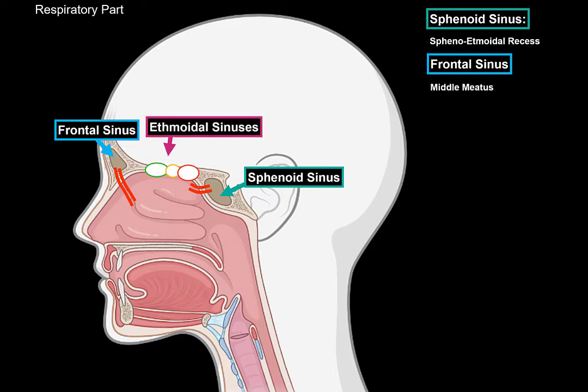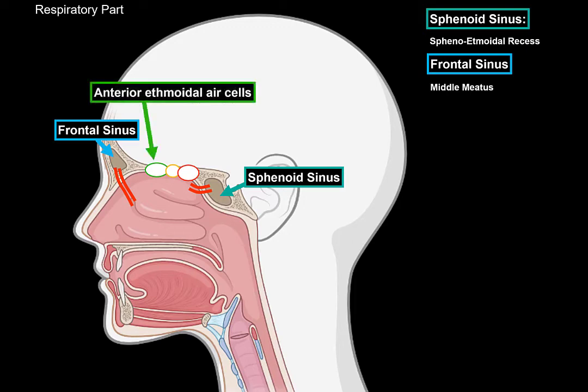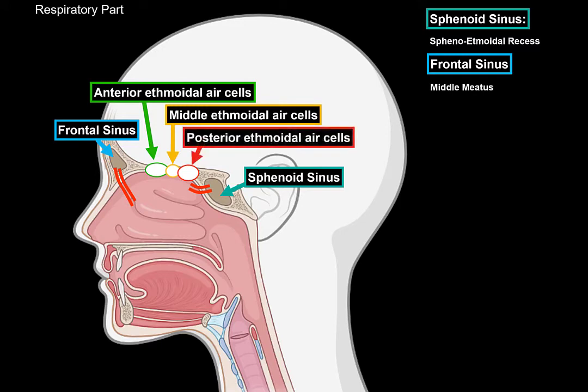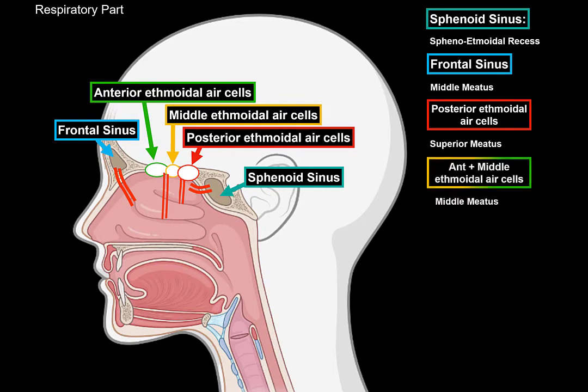The ethmoidal bone is a little different in that this sinus has numerous walls within the sinus, making air compartments called the ethmoidal air cells. So the ethmoidal air cells are numerous thin-walled cavities, and they're generally divided into the anterior ethmoidal air cells, middle ethmoidal air cells, and the posterior ethmoidal air cells. The posterior ethmoidal air cells will open into the superior meatus, while the anterior and the middle ethmoidal air cells will open into the middle meatus. So again, posterior ethmoidal air cells into the superior meatus, and anterior and middle into the middle meatus.